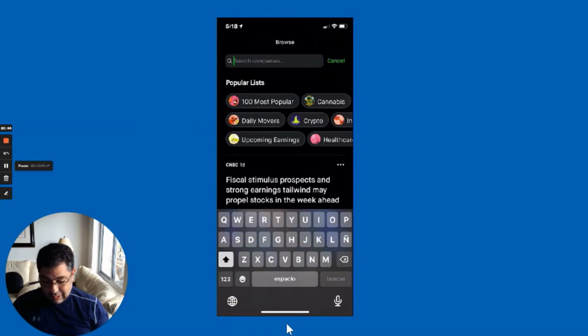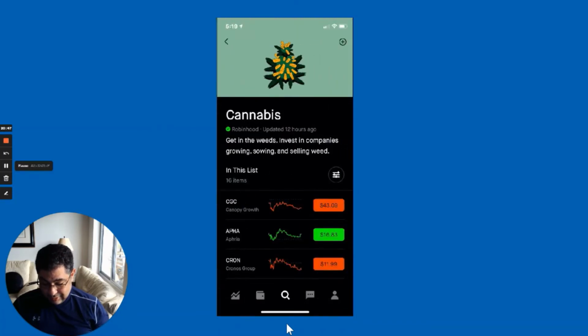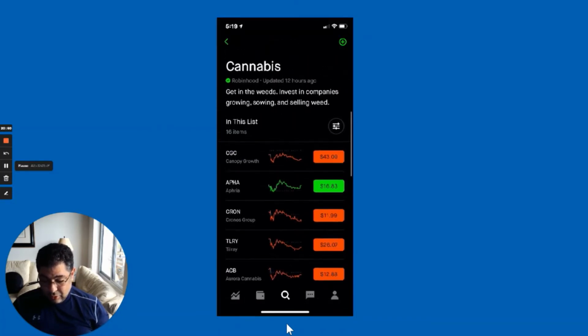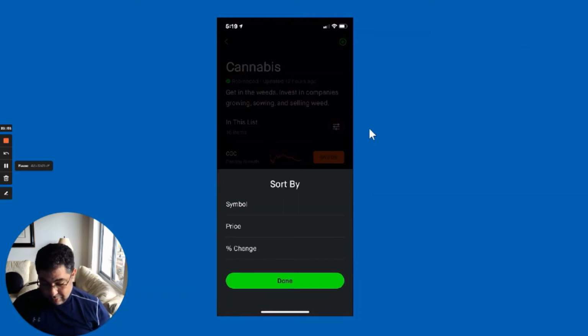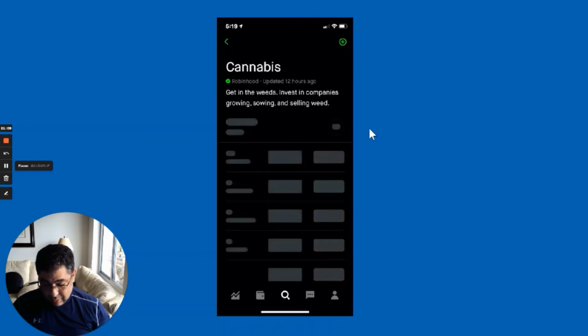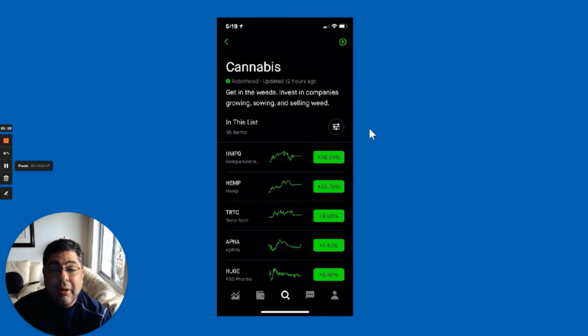So let's click. So I like this cannabis. So you have all the companies. By the way, you can also put them in different order. So here, if you click this thing over here, it's like a filter. So you can click on that and you can sort by symbol, by price, by percentage change. So I'm gonna click percentage change. So it should be from higher to lower. So you see the highest one was this one, Hemp America, okay? And so it's in order. Okay, so I'm gonna go back.